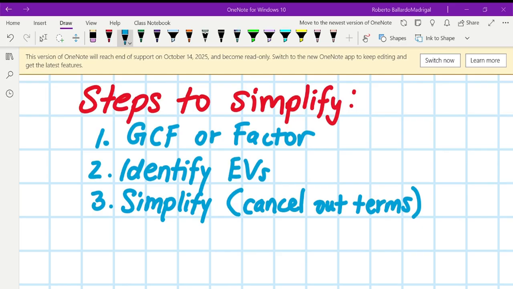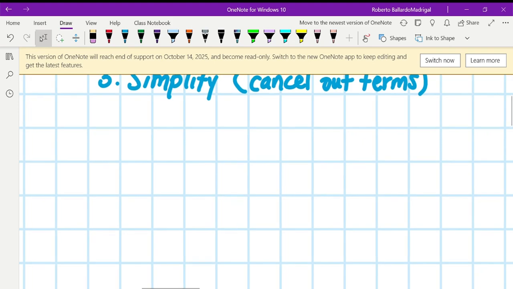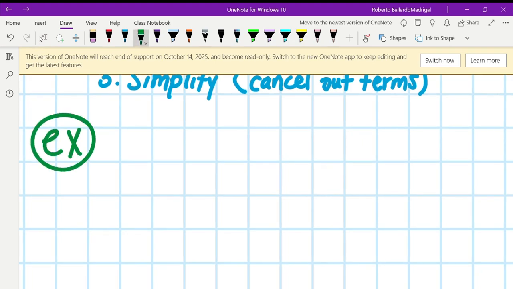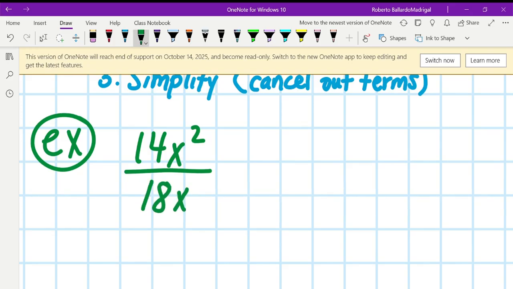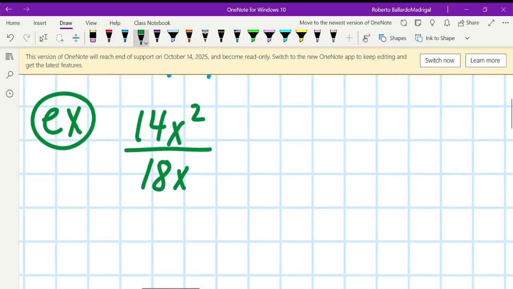Are you guys done with this? Okay. All right. Here's your first example. We're going to do this one together, okay? So the first example we have is the following: 14x squared over 18x. So very straightforward. We have some x's on top, some x's underneath. 14 and we have 18.